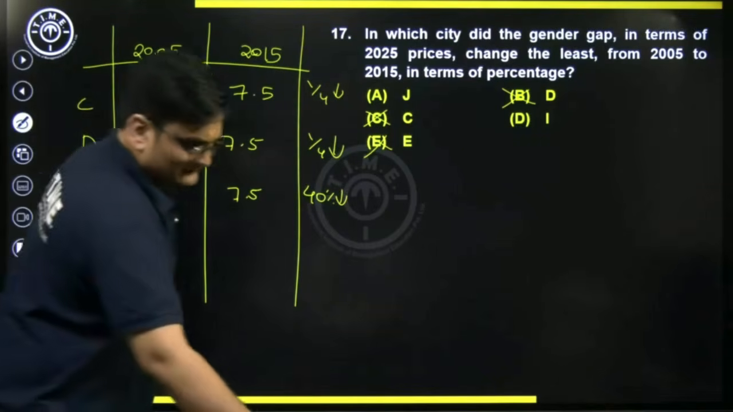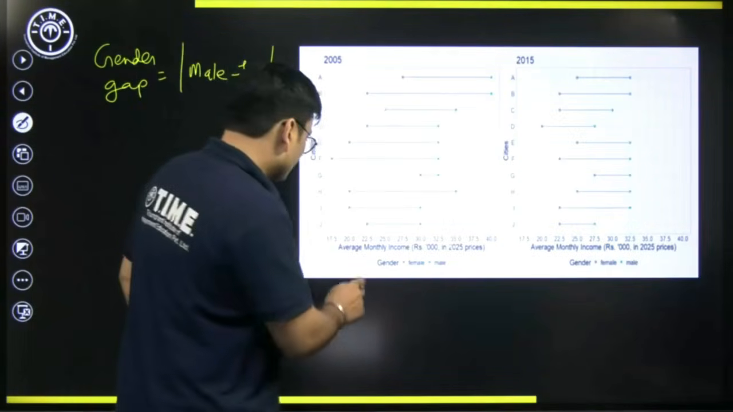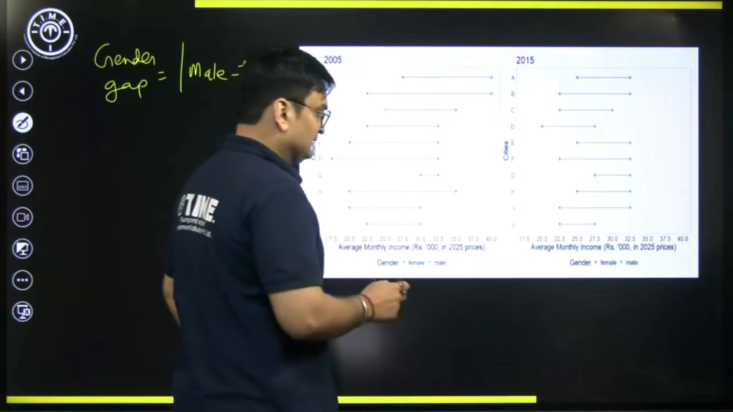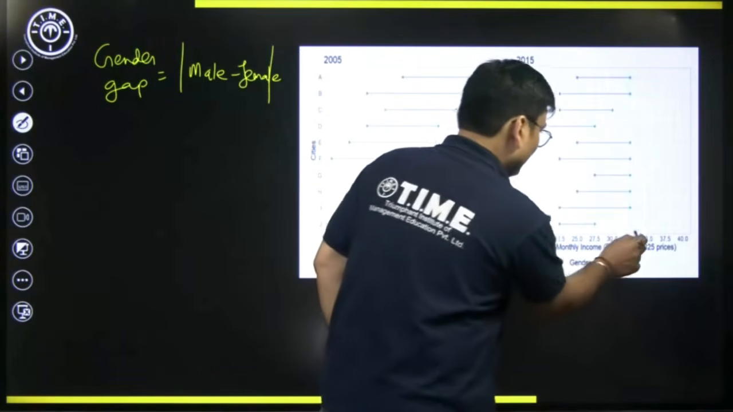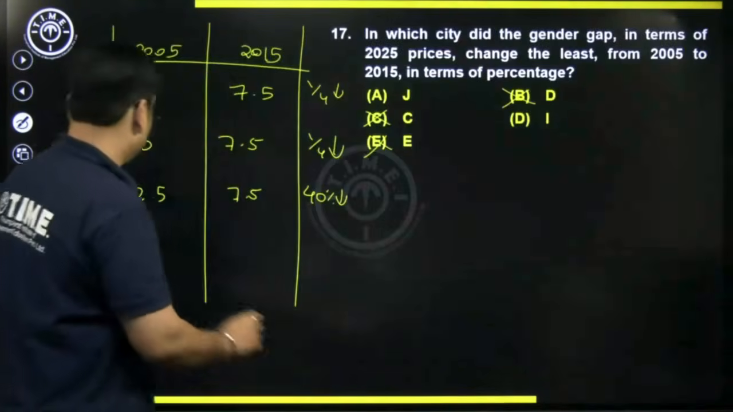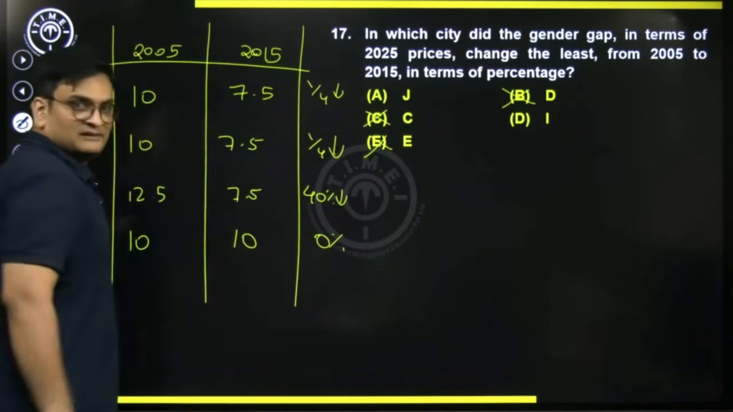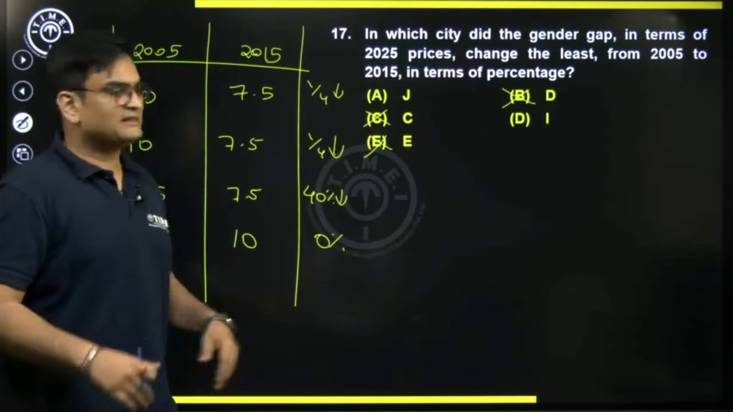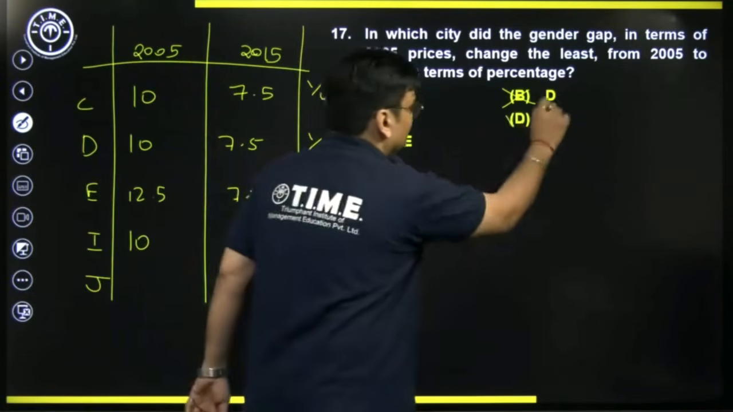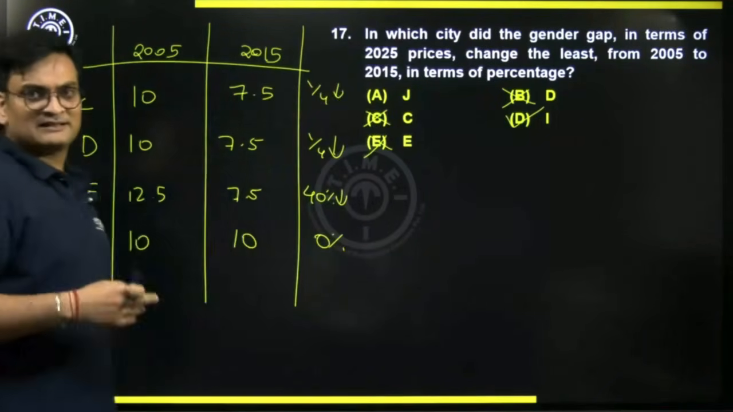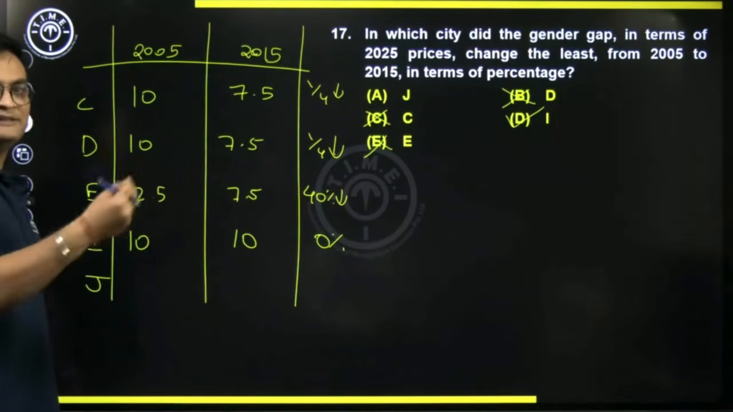Let's look at I. I is how much here? 20 to 30, so it's 10. And here it's 22.5 to 32.5, it's 10 again. So it's same. So if it remains the same, what is the change? 0%. And the change cannot be lower than this, and hence at this stage we can conclude that I, that is the city I, should be our answer.